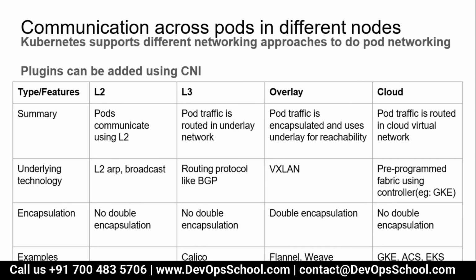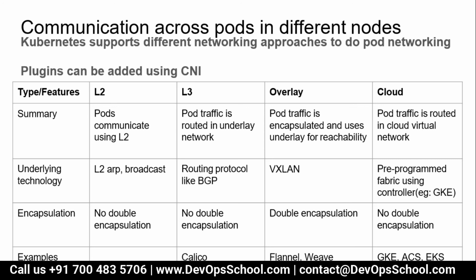This table talks about the networking options you have for Kubernetes. If you look at this here, L2: you have pod communication using the L2 data link layer, ARP broadcast, no double encapsulation. So this is on the network. L3, which is done by the BGP protocol, no double encapsulation, and here you have Calico. And overlay, which is done with VXLAN protocol technology, double encapsulation is there, and here we have Flannel and VNet.